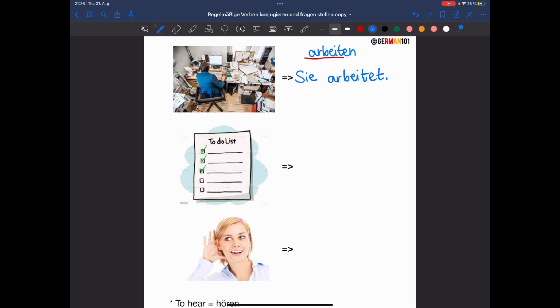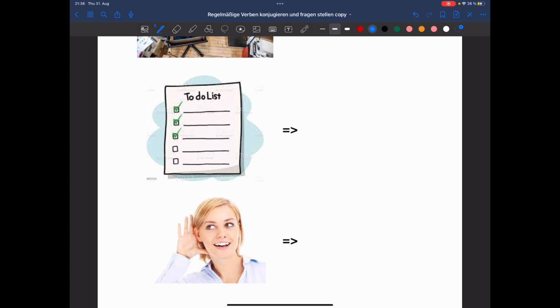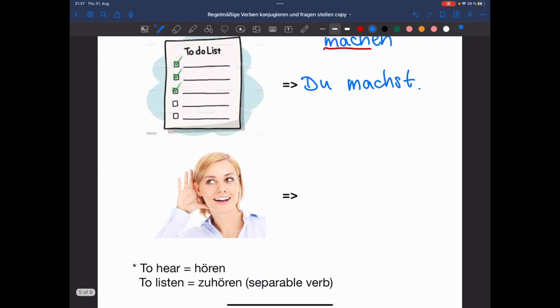Perfect. Okay, next one. To do or to make in German is machen. So how can we say you are doing or you make? You do or you make. First, we take the verb stem and then du machst. Perfect. And the last one, what is this woman doing? She's hearing. So hearing, to hear in German is hören. The verb stem is hör. And then sie hört.